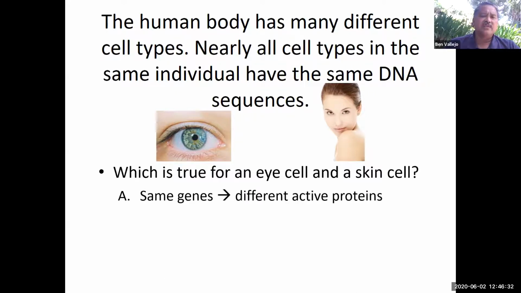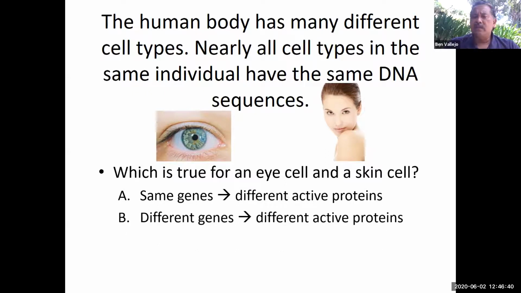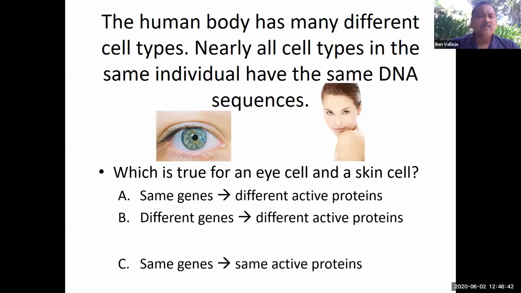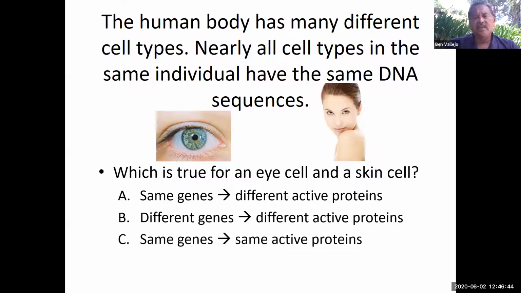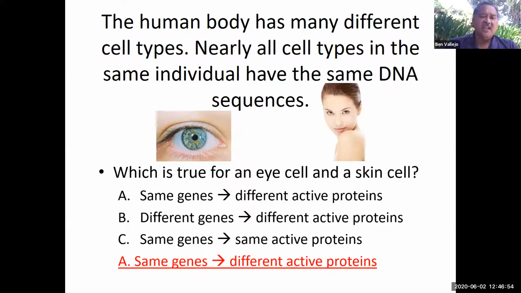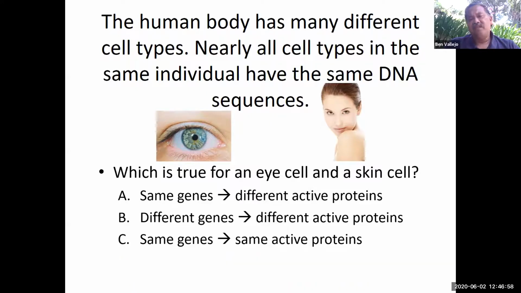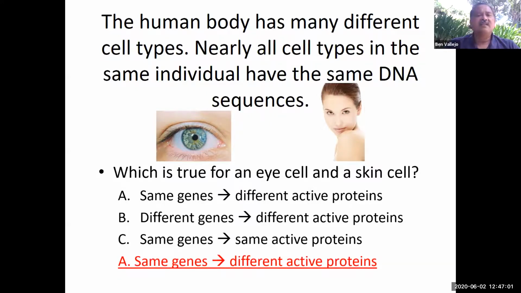So here's a question for you. Which is true for an eye cell and a skin cell? Do they have the same genes and have different active proteins? Do they have different genes with different active proteins, or do they have the same genes and the same active proteins? We'll give you a second. Okay, what do you think? If you said A, same genes, but they have different active proteins, then you are correct.